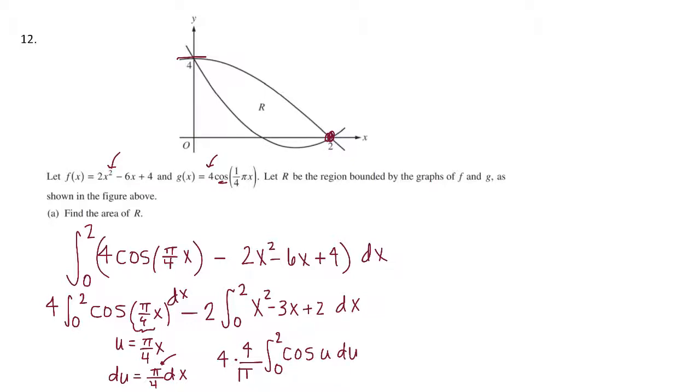All right, and so now minus, and there's really no adjustments to make over here to this other integral, so we're just going to bring that down. So 2 times the integral from 0 to 2 of x squared minus 3x plus 2. All right, so now we're ready to really do the integration, and I'm going to move this up to the top here.